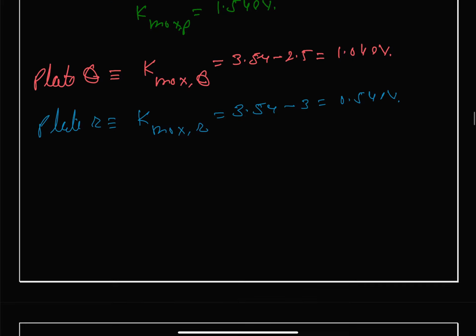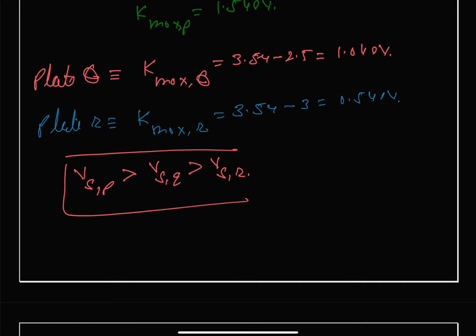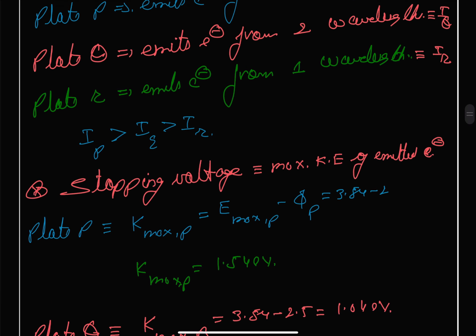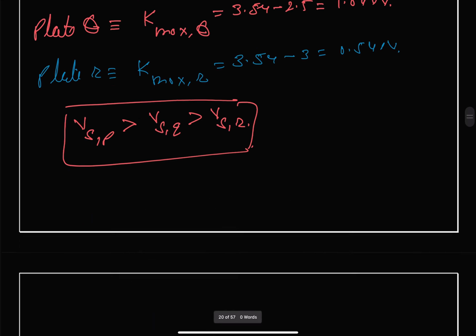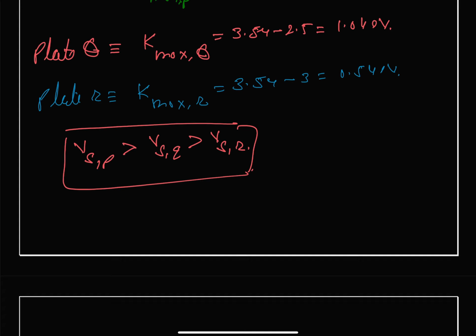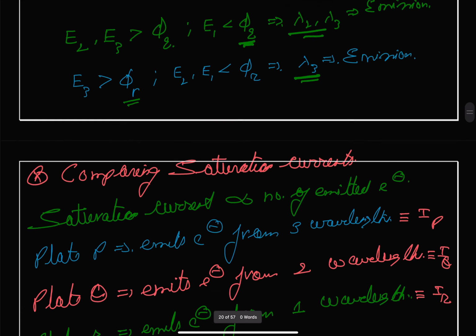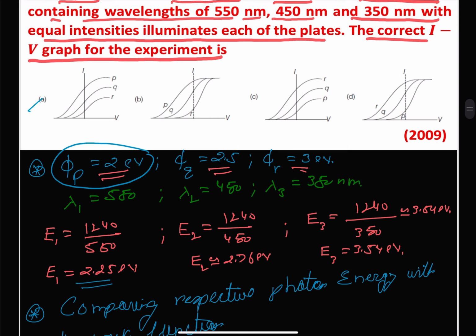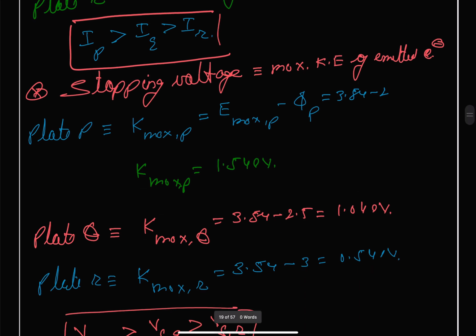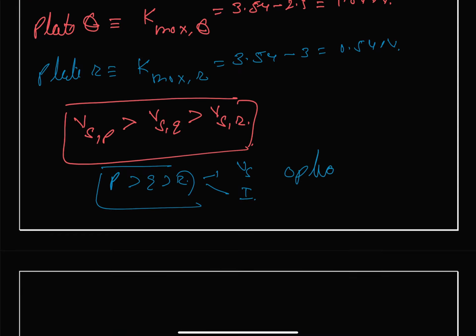Therefore we can say that the stopping potential for P is greater than the stopping potential for Q is greater than the stopping potential for R. And the saturation current we just found out is also IP greater than IQ greater than IR. So graphically, we can say P will be greater than Q will be greater than R, and this is true for both our stopping potential as well as our saturation current. So option A is correct.